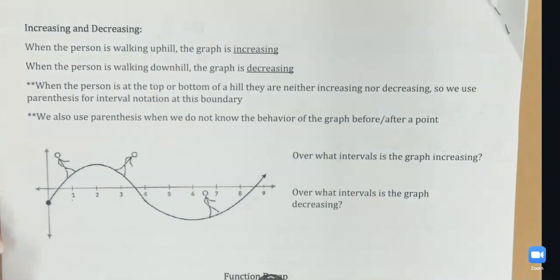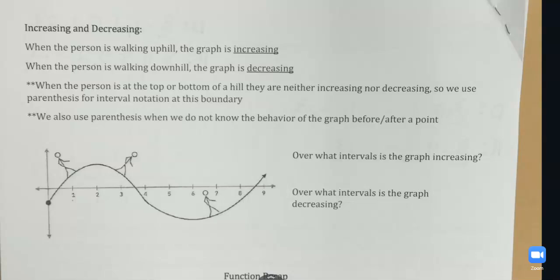Moving on, we are going to look at increasing and decreasing. This has to do with my graph's shape. If you imagine a person walking on your graph from left to right, if that person was walking uphill, that would be increasing. If the person was walking downhill, the graph would be decreasing.